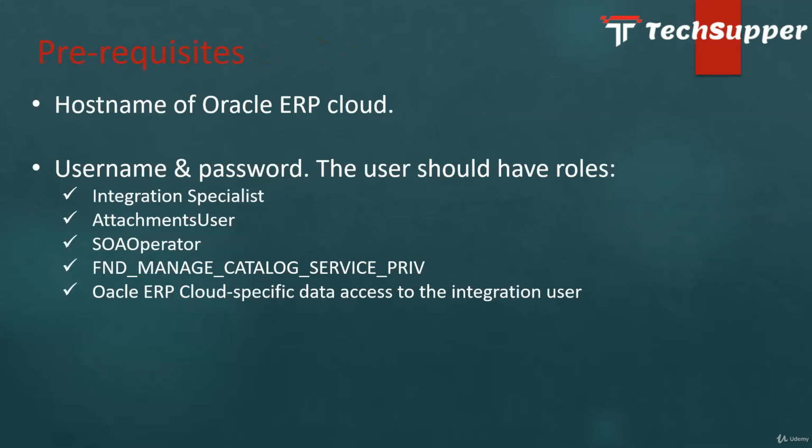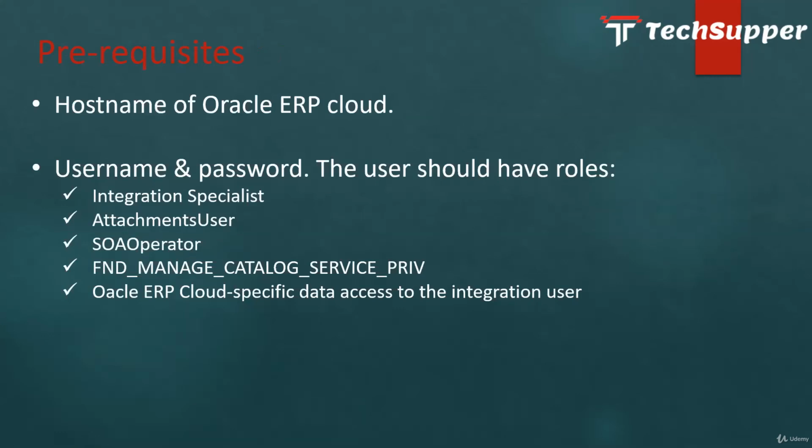What are the prerequisites? In order to create a connection, you require the host name of the Oracle ERP cloud, and the username and the password, and the user should have roles like integration specialist, attachments user, SWA operator, FND manage catalog service priv, and Oracle ERP cloud specific data access to the integration. These are the prerequisites in order to create a connection.